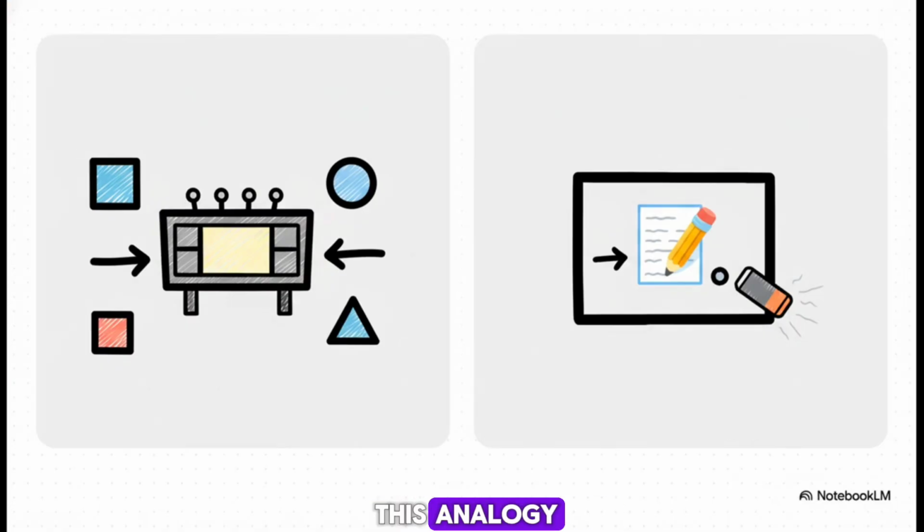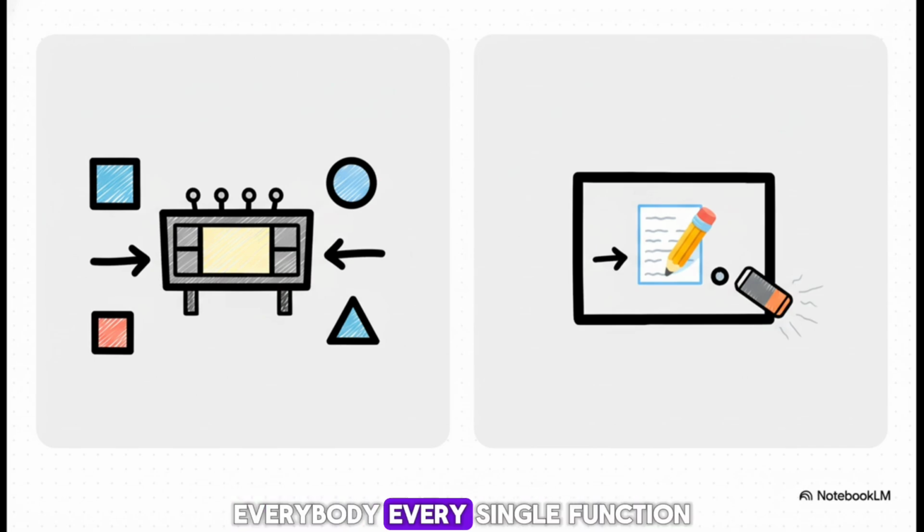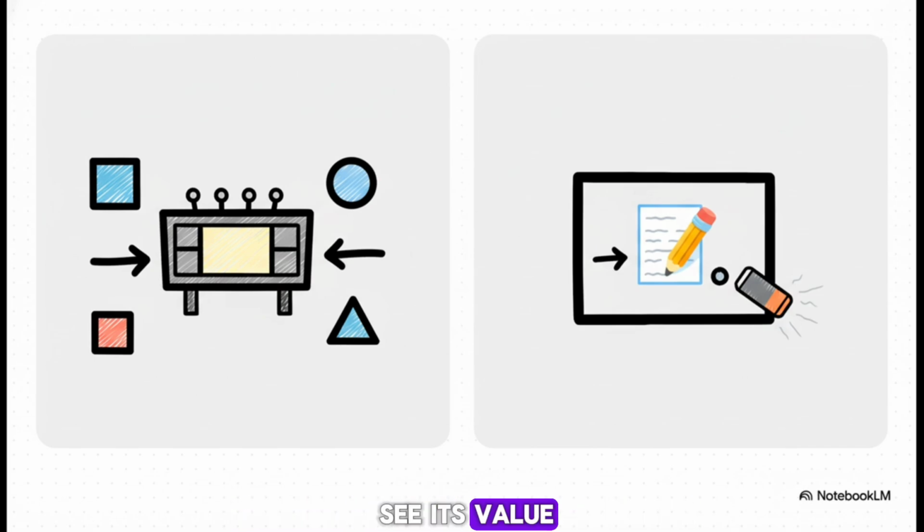I love this analogy. It just makes so much sense. Think of a global variable like the giant scoreboard at a stadium. Every single function can look up and see its value. A local variable, on the other hand, is like a player's secret notes. Only that player inside their own function can see them. And poof, when the function is done, those notes just disappear.